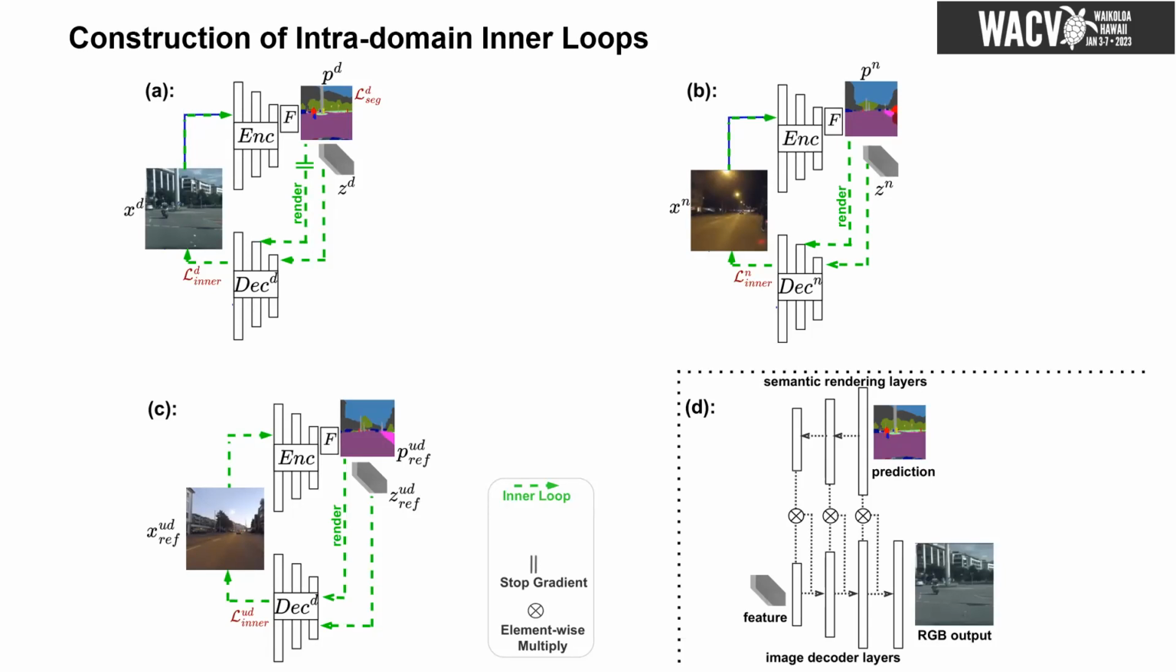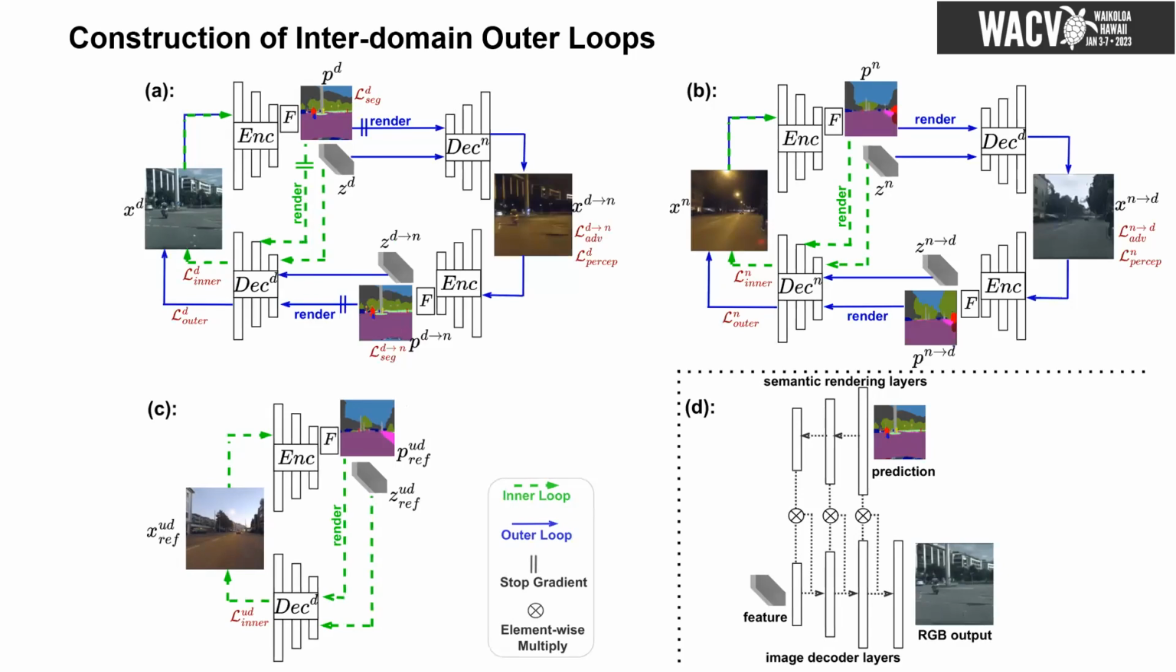In a similar fashion, we also construct outer loops which include intermediate cross-domain data generation steps to enable bidirectional model optimization between day and night. With the constructed inner and outer self-loops, the domain gap is gradually minimized via intradomain refinement and interdomain alignment. And the predicted semantic maps for the target domain get rectified accordingly. In addition, we also perform self-training on the unlabeled data using the pseudo-labels.